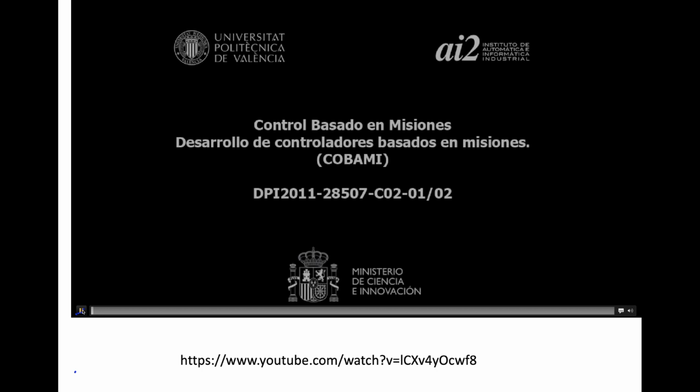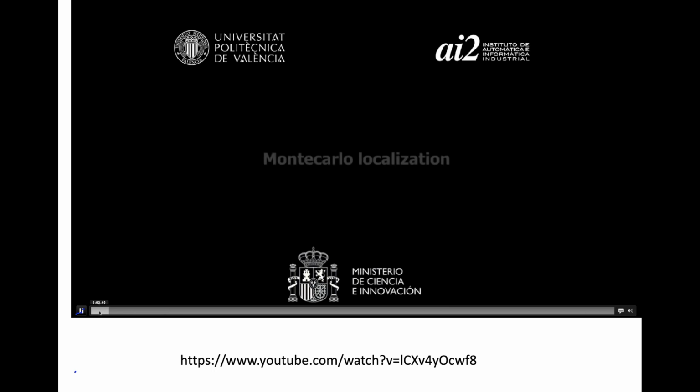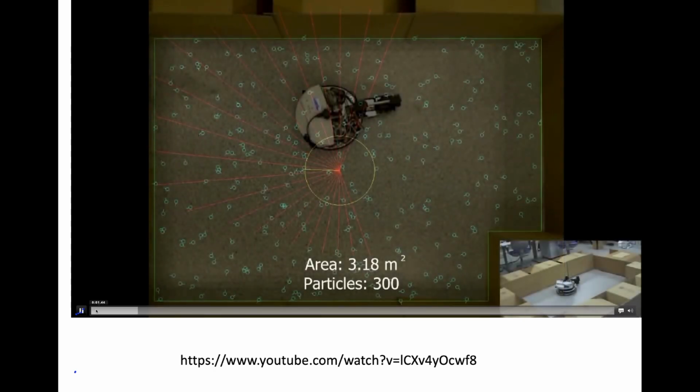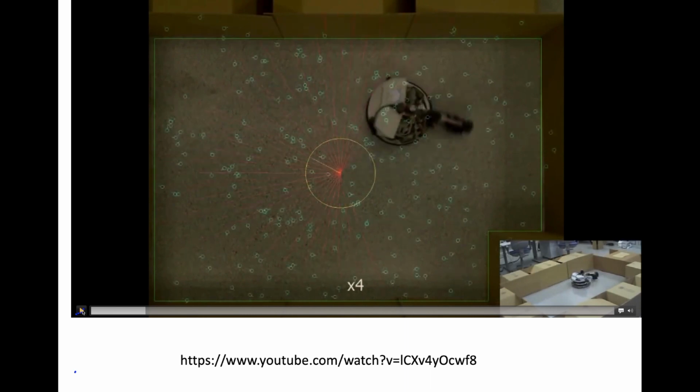Now, this next slide is a demonstration of Monte Carlo localization. In this localization, the robot is in an area, and it doesn't know where it is. So it's proposing, basically guessing, a number of locations where it could be, as well as its orientation inside of that space.